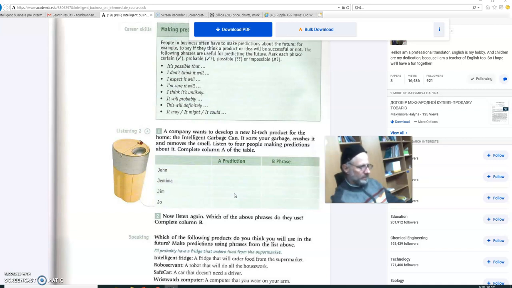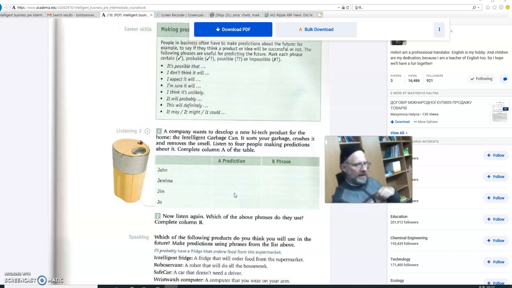And then Joe. Joe says, sorry, I don't think so. It's a toy for people who like technology and have too much money to spend. Any predictions? No, not yet. It won't solve garbage problems. I don't think it will sell, not in any big numbers.